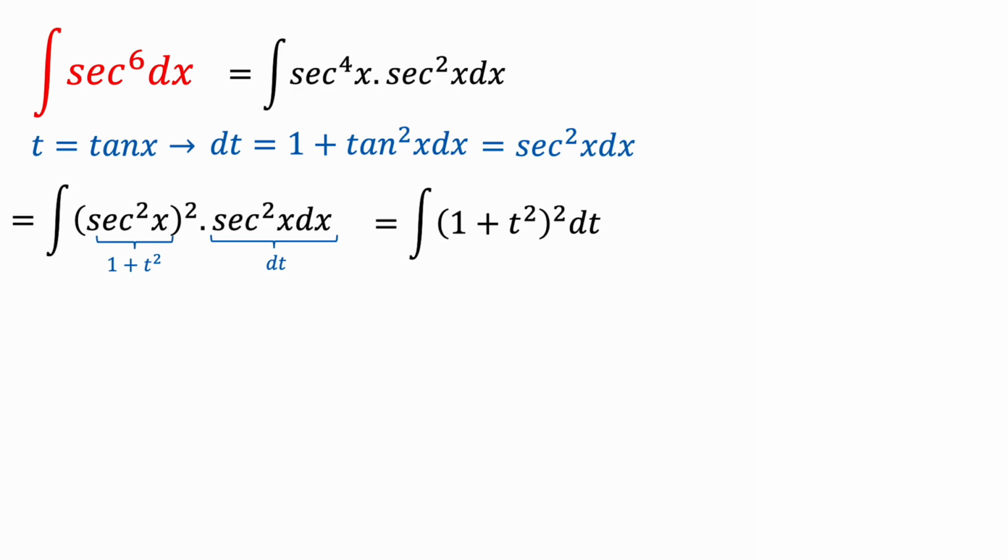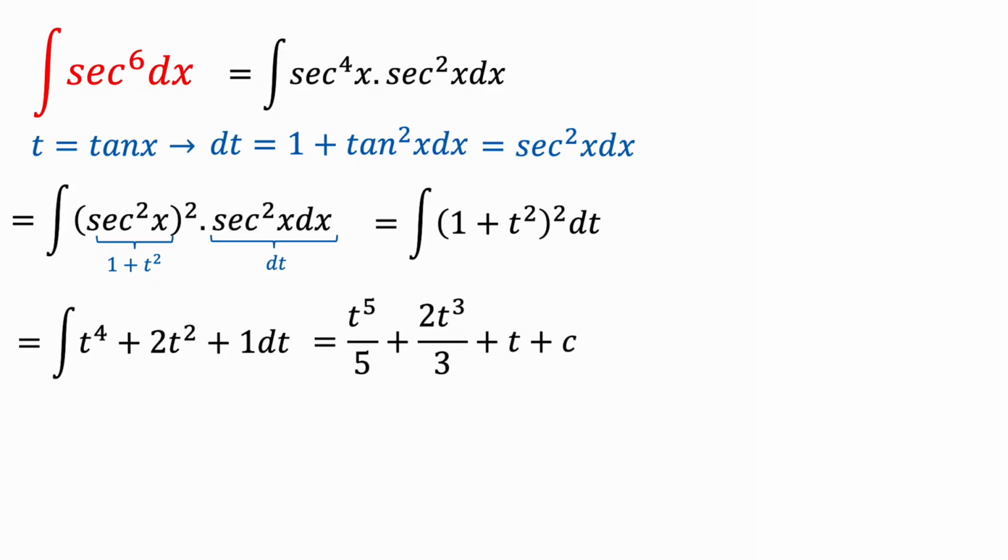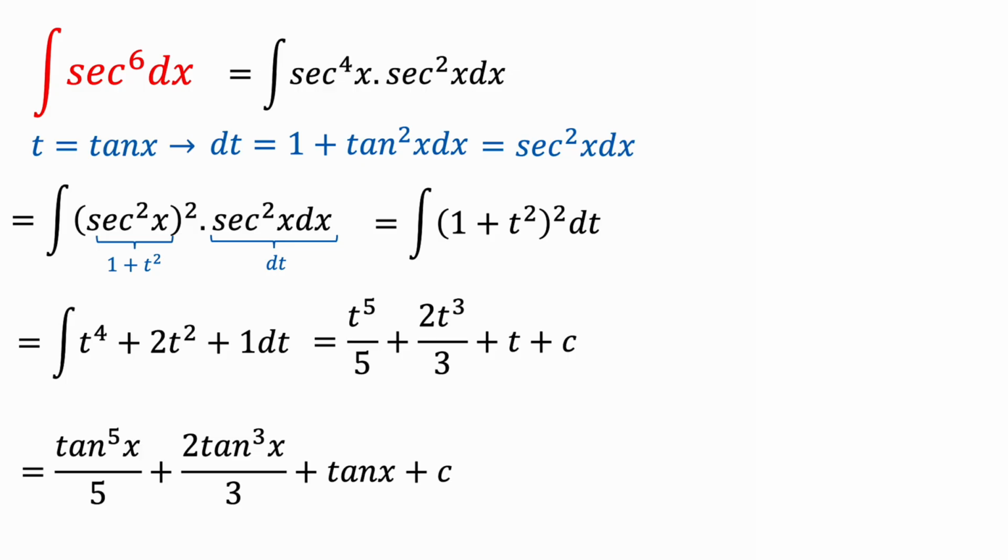So now we expand 1 plus t squared algebraically using the first identity. So this expression becomes t to the 4th power plus 2t squared plus 1. Now the integration itself is no longer difficult. We'll get t to the 5th power over 5 plus 2 times t to the 3rd power over 3. Yes, and then simply plus t. All right, for the final answer of the integral, we substitute tangent x back in place of t. Very good.